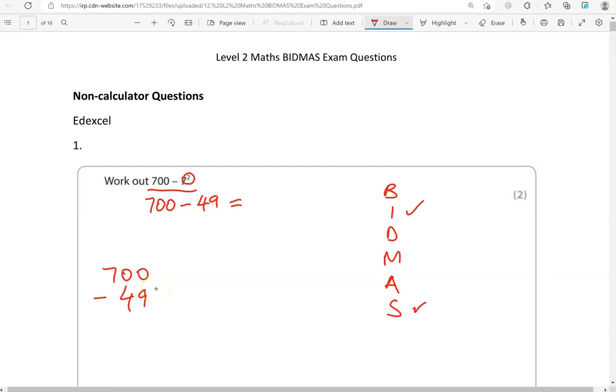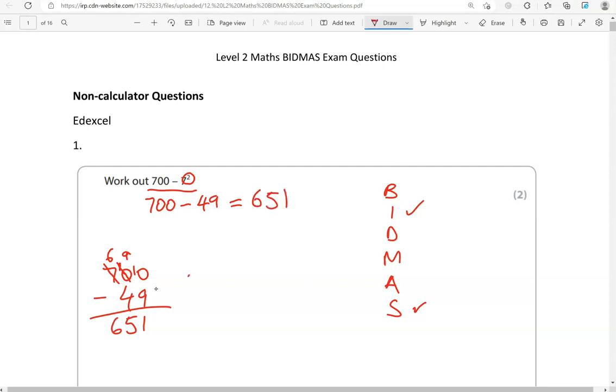We're taking away 9 from 0, which means we've got to borrow. Looking on the left, we've got a 0 again, so we can't borrow from the 0. That's why we're going to borrow from the 7. So 7 becomes 6, this becomes 10. Now we can borrow from it, so making it a 9, and this becomes 10. 10 take away 9 gives us 1. 9 take away 4 gives us 5. 6 take away 0 gives us 6. So 651 is the answer.